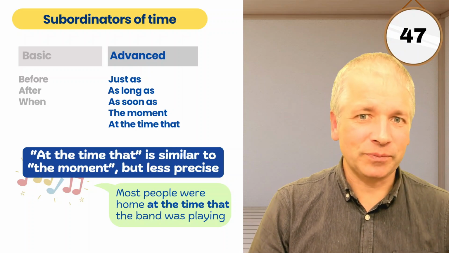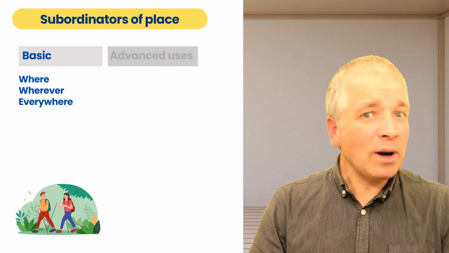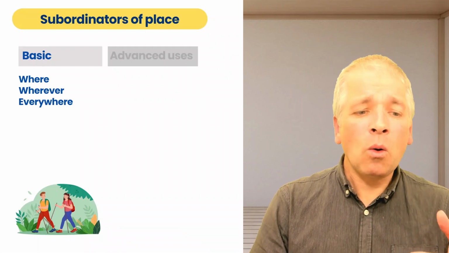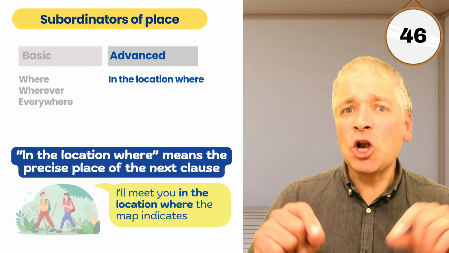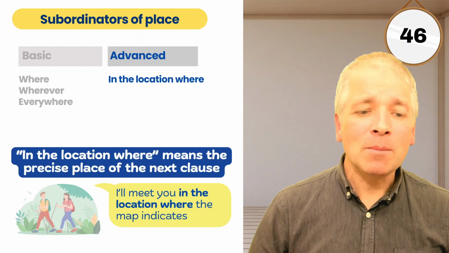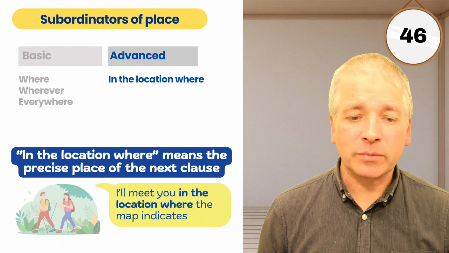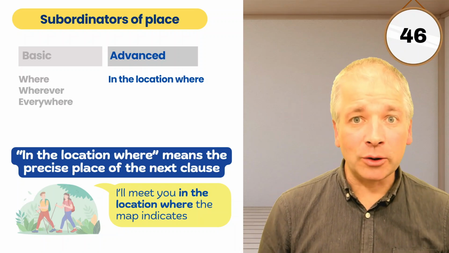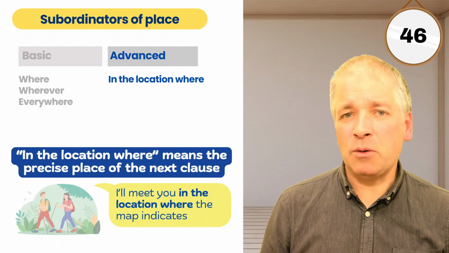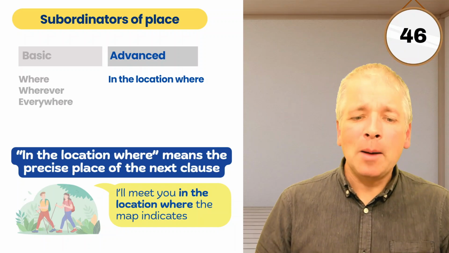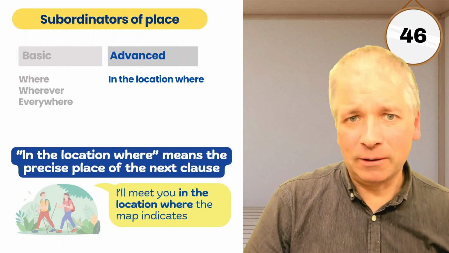Next, let's look at subordinators of place. Basic ones are where, wherever, or everywhere. But let's make it more advanced. In the location where means the precise place of the next clause. For instance, I'll meet you in the location where the map indicates. So similar to simply saying where, but in the location puts more emphasis on that precise point.